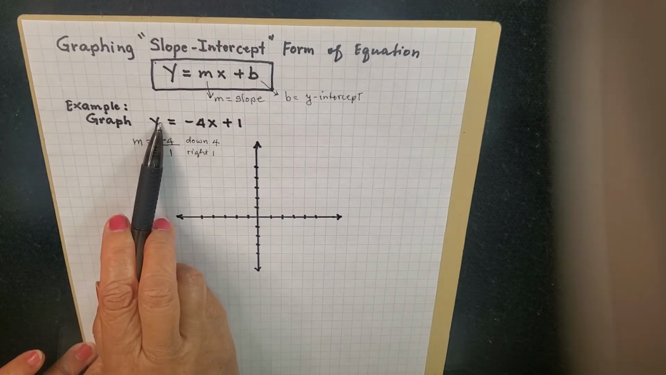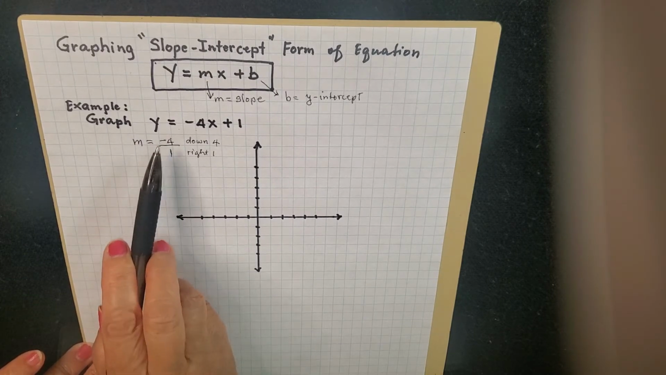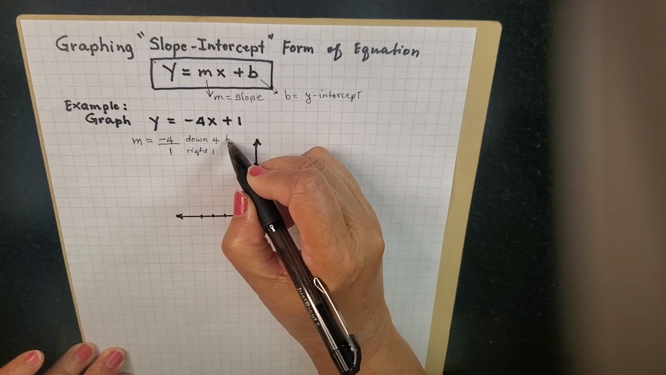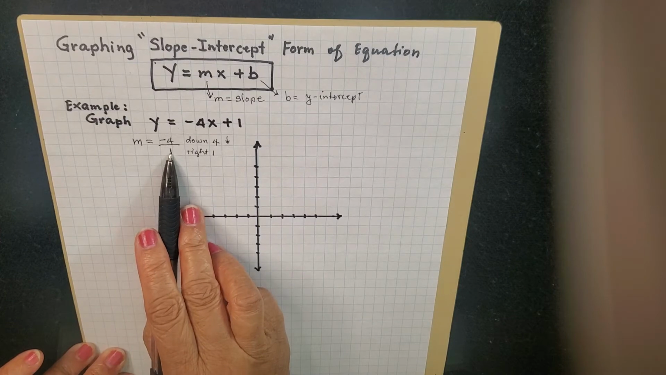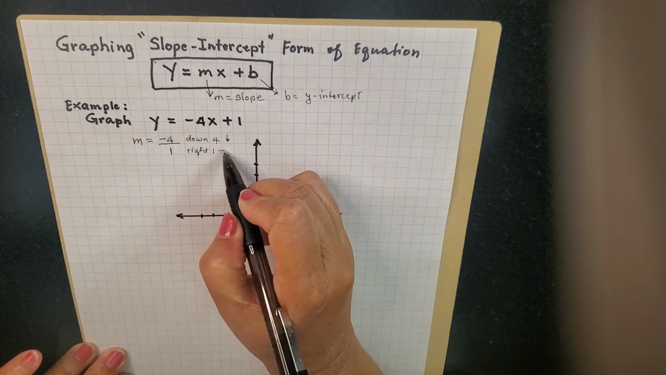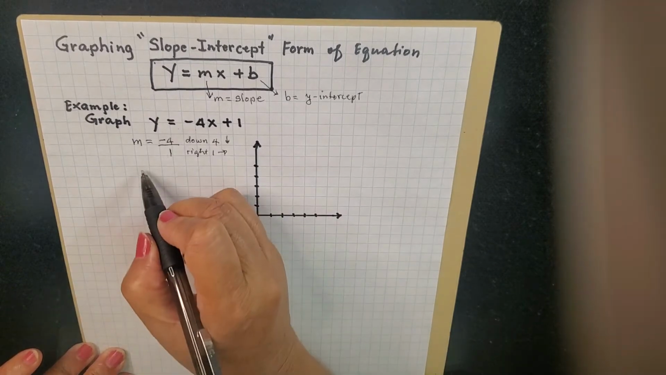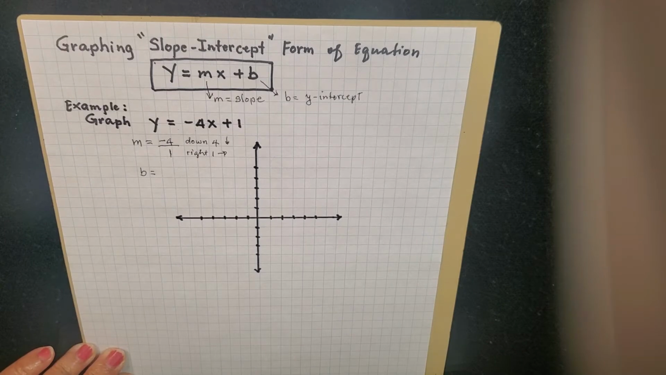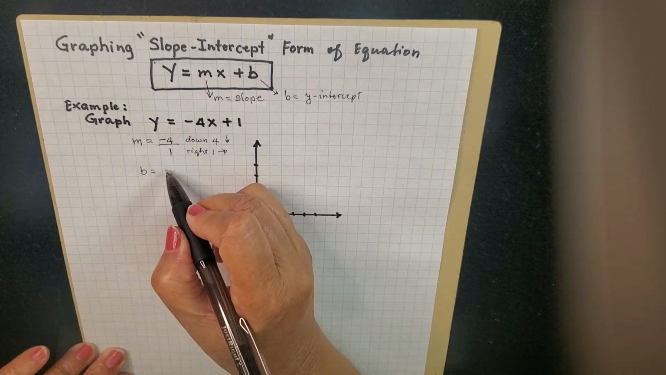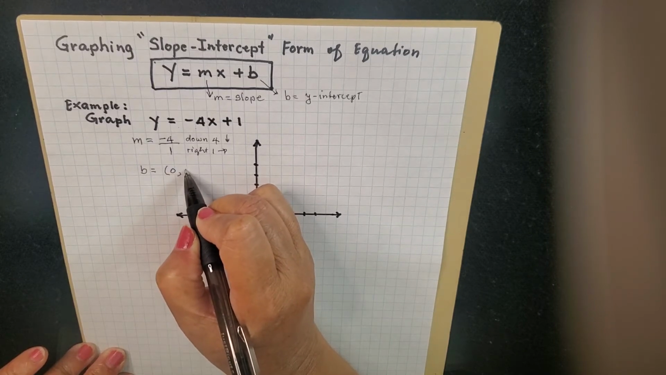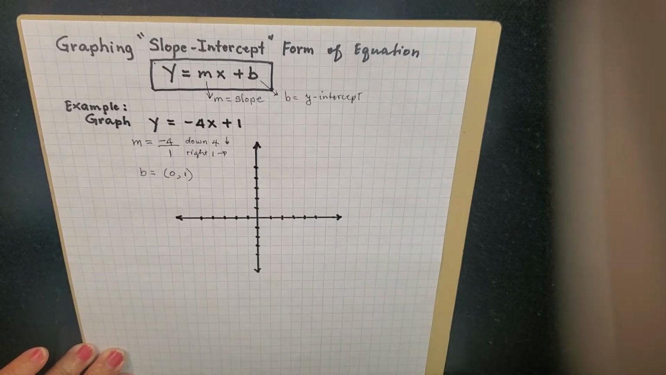Rise is going up if it is positive. If it is negative, going down. Let us put a direction here. And then 1 is run to the right. Now, our B, which is the y-intercept, is 1. And we will write the coordinate of the y-intercept.